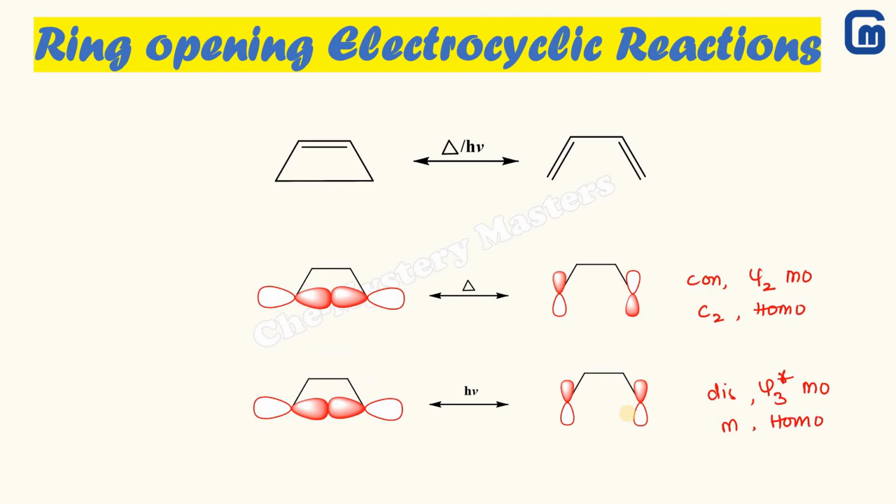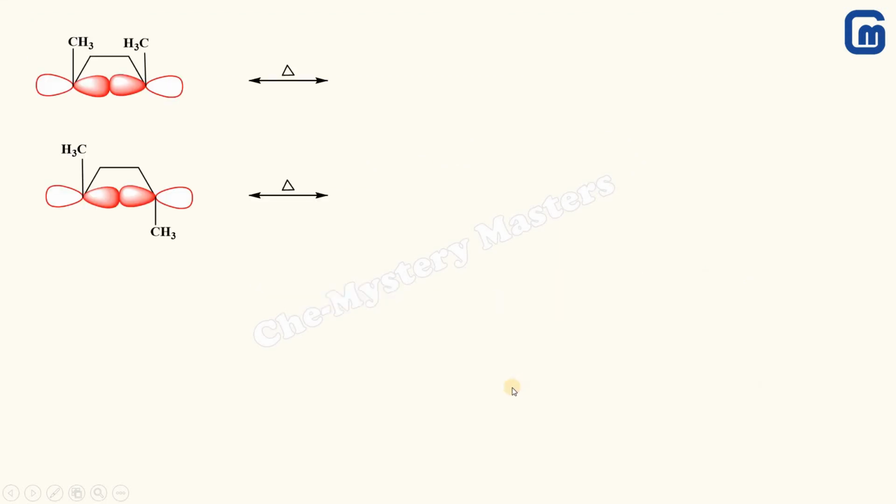So this particular concept also tells you that whether it is a ring closing reaction or a ring opening reaction, in the reactant and in the product the symmetry of the molecule remains preserved. Whatever condition is allowed for the ring closing reaction, whether it is conrotation or disrotation, the same type of rotation is also required for opening of the ring. Now we will see some examples in which ring opening reaction is carried out in those molecules where there is substitution present.